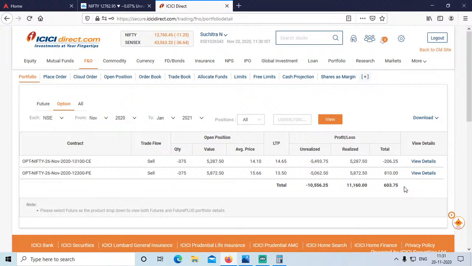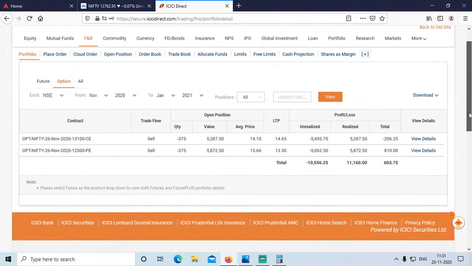Option selling is called non-directional trading, which means sometimes market is going up, sometimes market is going down. Either way you will be getting profit, you will not be getting affected. So now the strategy is how much you are safe. You should know how much you are safe.